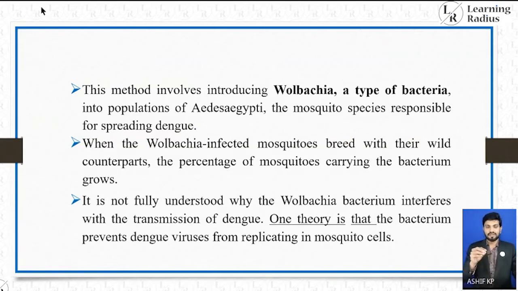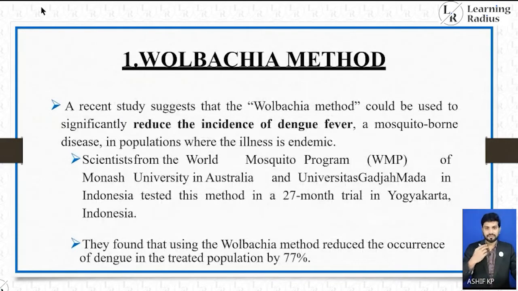It is not fully understood why the Wolbachia bacterium interferes with the transmission of dengue. One theory is that the bacterium prevents dengue viruses from replicating in mosquito cells. So here the term Wolbachia method is in discussion.